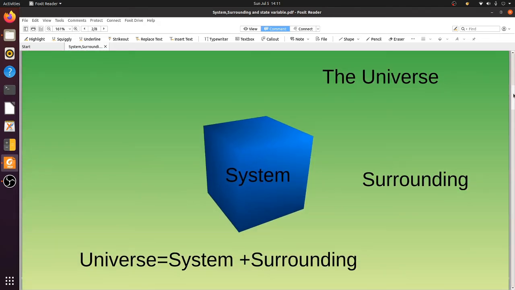Now, what is the universe? Everything around us, including us, is the universe. We are a part of the universe. We are not apart from it.